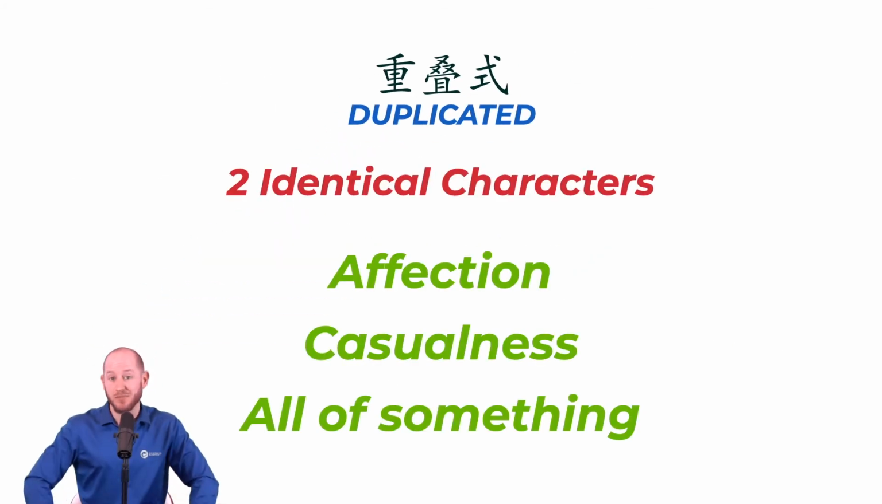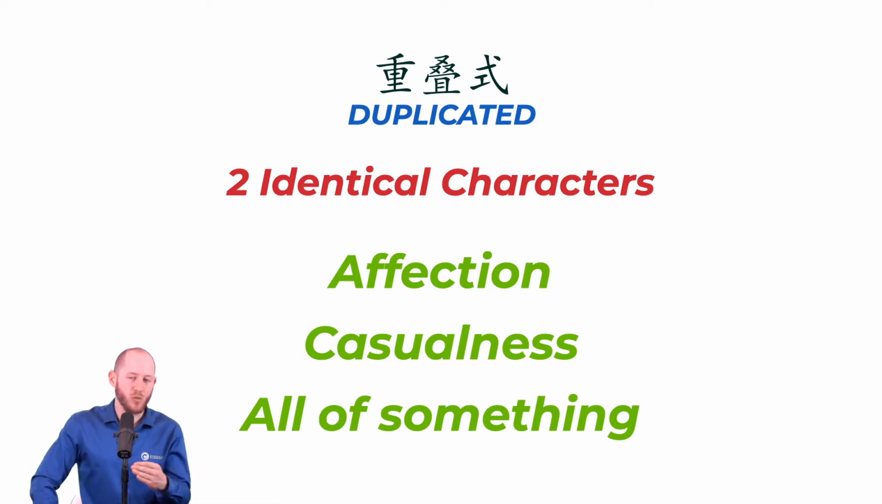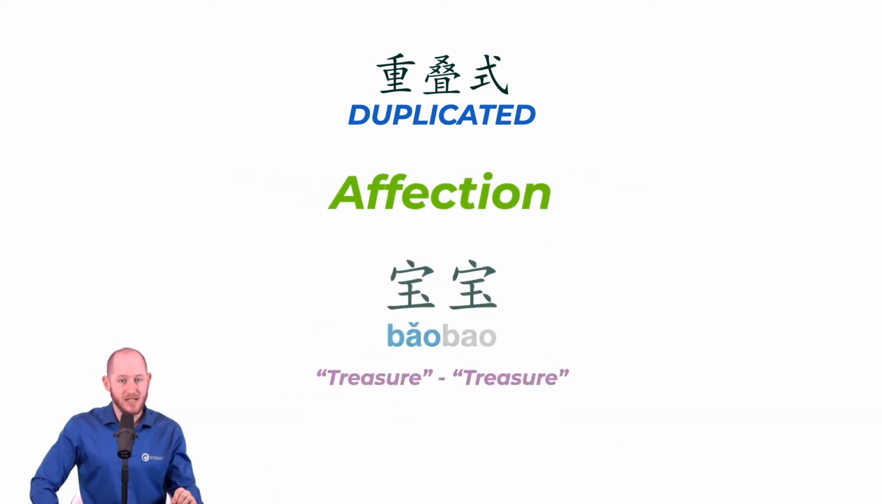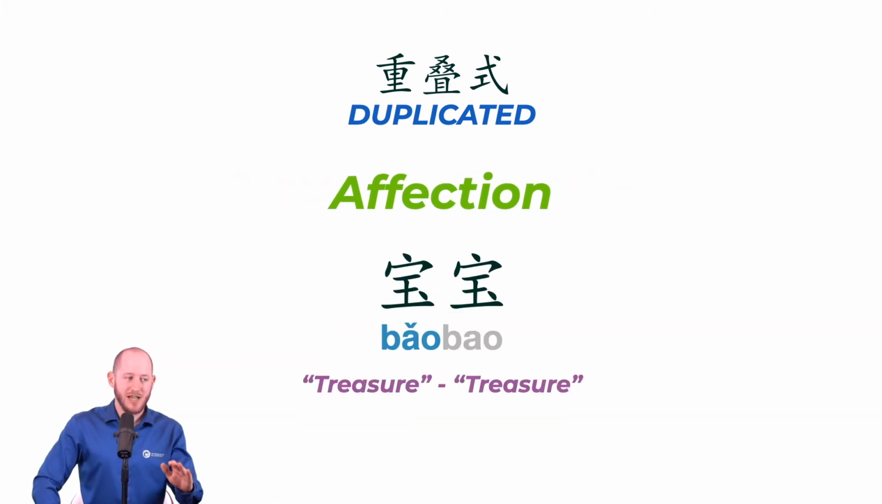So these are where both of the characters are exactly the same. But you'd think that this only had one usage, but there's actually 3 different ways that you can use double characters to get across 3 different meanings. Now, the first one is affection.